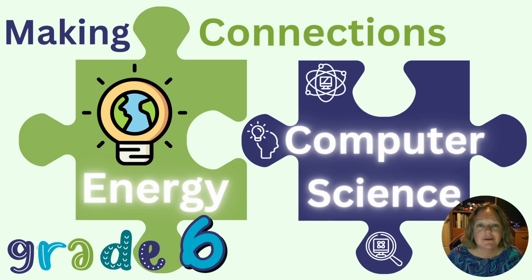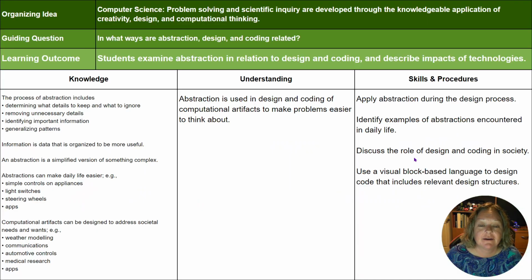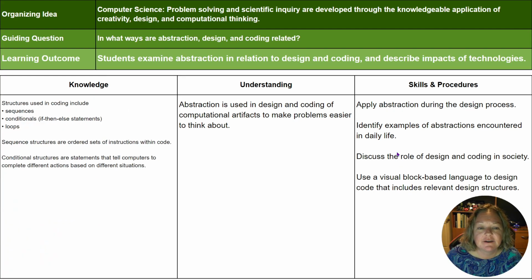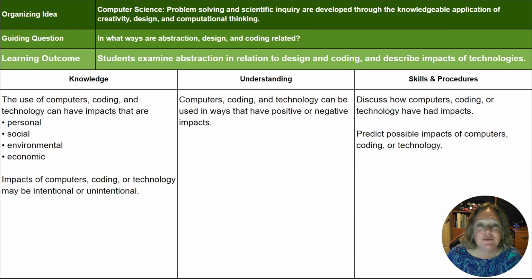Hi, grade 6 teachers. Let's have a look at some ways that you can connect computer science into your energy unit. So you know that computer science is all about abstraction, computational thinking, design thinking. Students are asked to use block-based coding in grade 6 and to create artifacts using block-based coding, and they're also asked to look at the roles of technology in society, how it has had a role and what that role might be in the future.